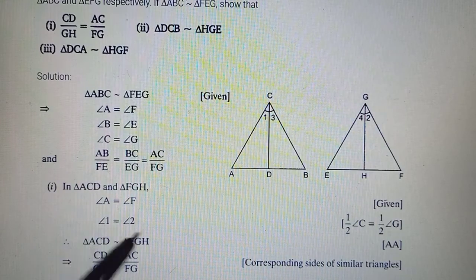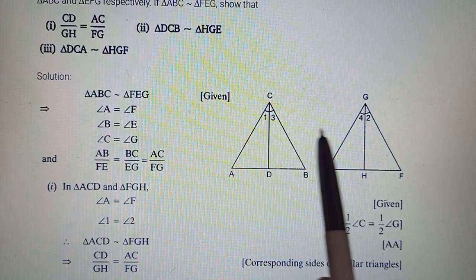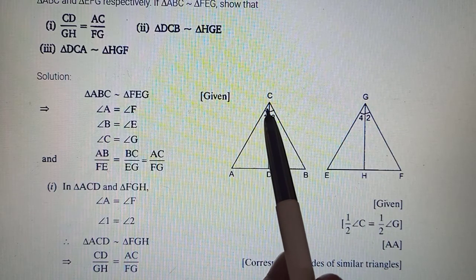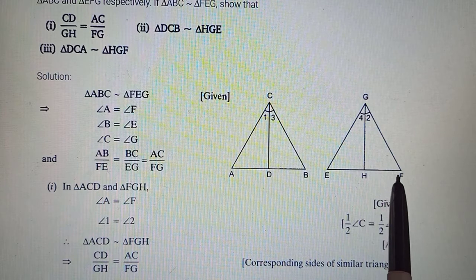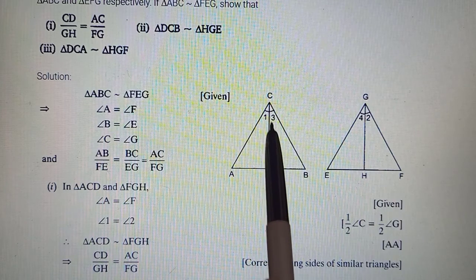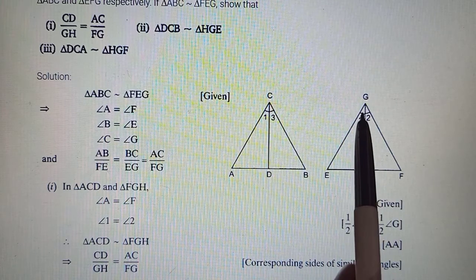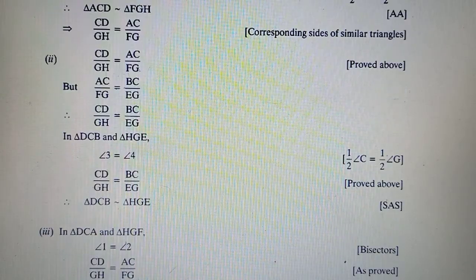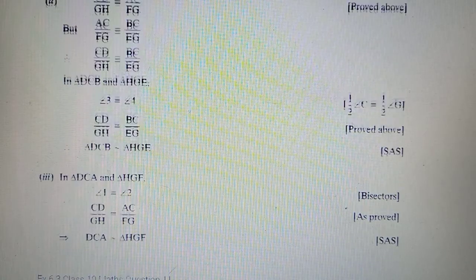See, come back to the figure. Here, this angle 1 is equal to angle 2, and the sides bearing these angles, that is your CA and GF, the other side, CD and GH, they are coming in proportion. So all of them nearly have the same logic and working. Okay.